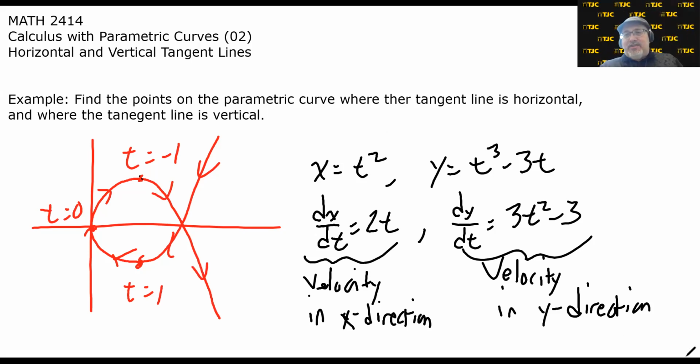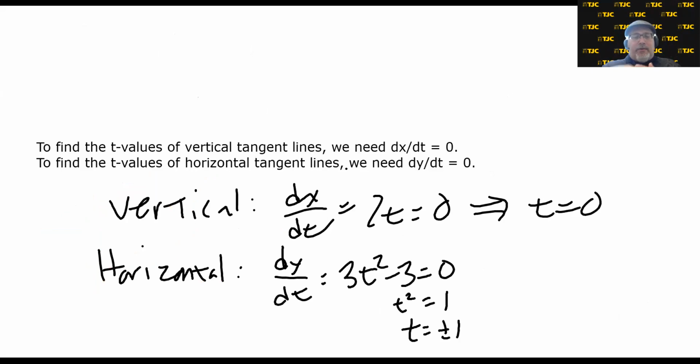So to summarize, if the question is to find the locations of the vertical and horizontal tangent lines, you simply put the correct derivative equal to 0. Let me check something real quick. And we're going to bring that up later, but it does bring up a question. What happens if both derivatives are equal to 0 simultaneously?